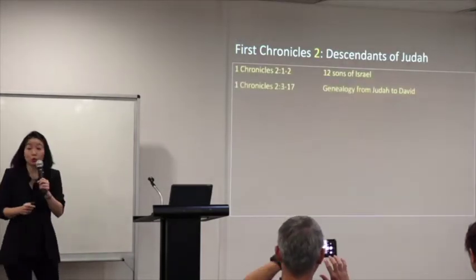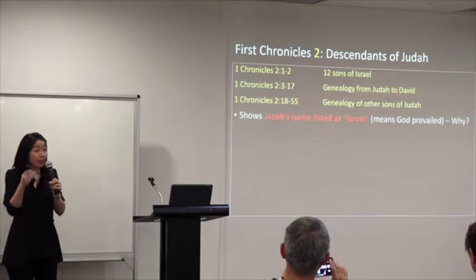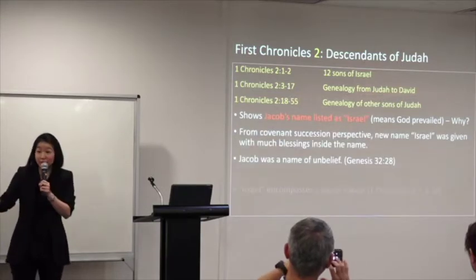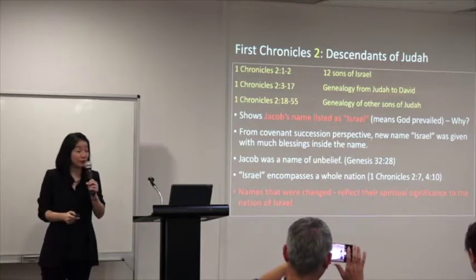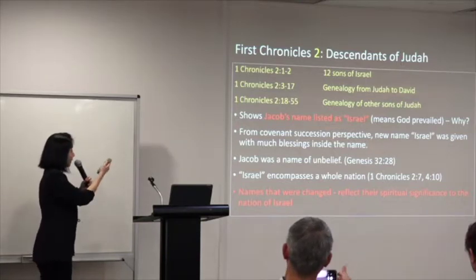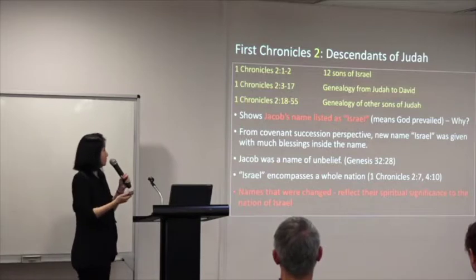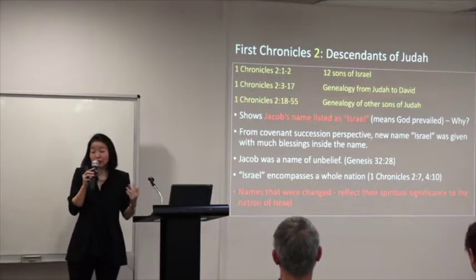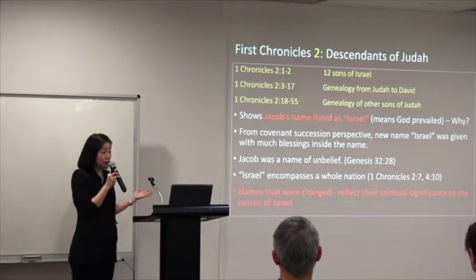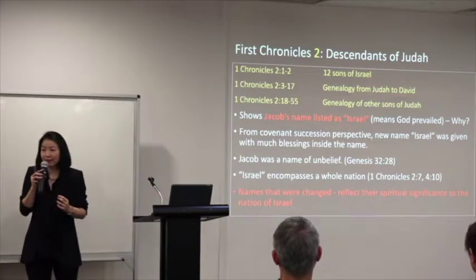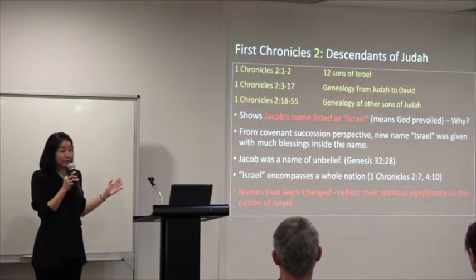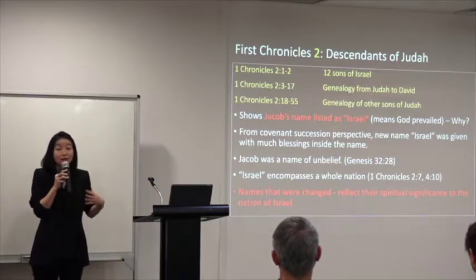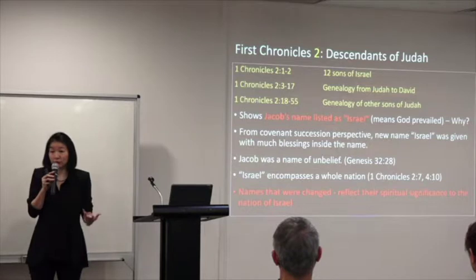1 Chronicles chapter 2. Jacob had 12 sons, right? It skipped to focus on the 4th son, Judah, the physical 4th son. It talks about the 12 sons of Jacob and the genealogy from Judah to David and other sons of Judah. But Judah came from where? He came from his father Jacob, right? But Jacob's name, interestingly in chapter 2, was not listed as Jacob but as Israel.